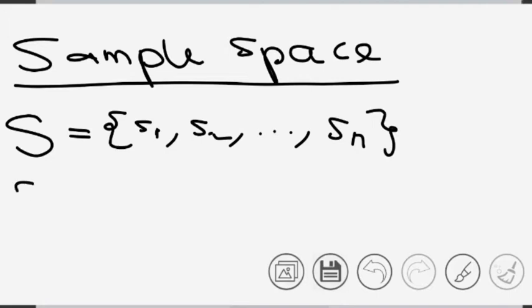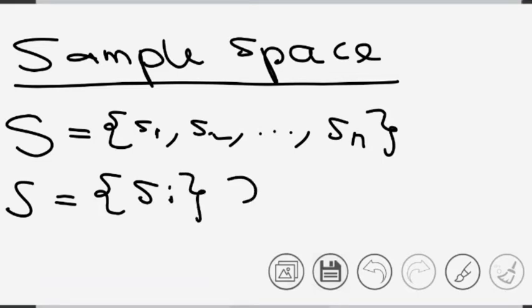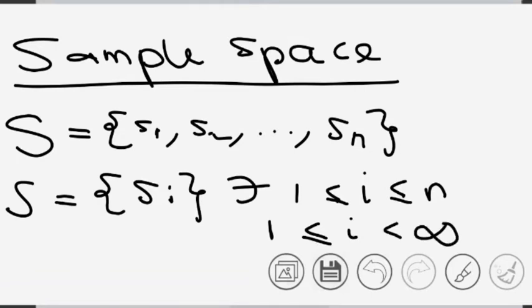Or better, you can say that your S is equal to si, such that i ranges from 1 all the way down to n. That means I'm just defining a finite sample space, because we could as well have an infinite sample space. If it was an infinite sample space, the range of i would have been infinity. So that is that for a sample space.